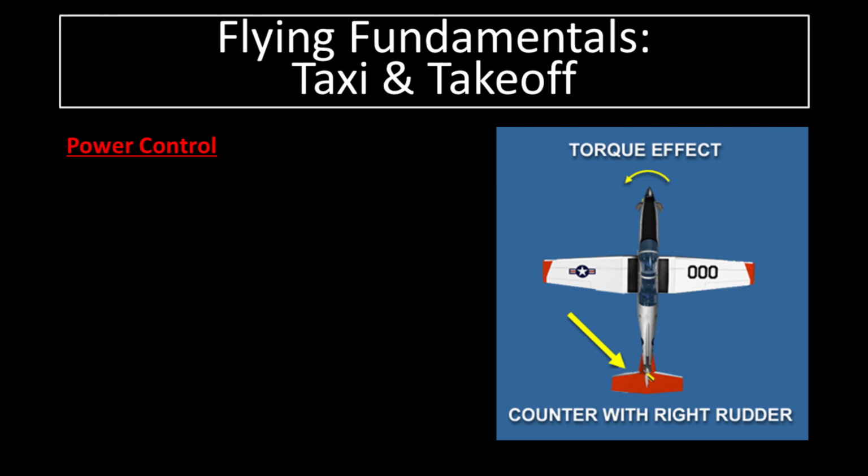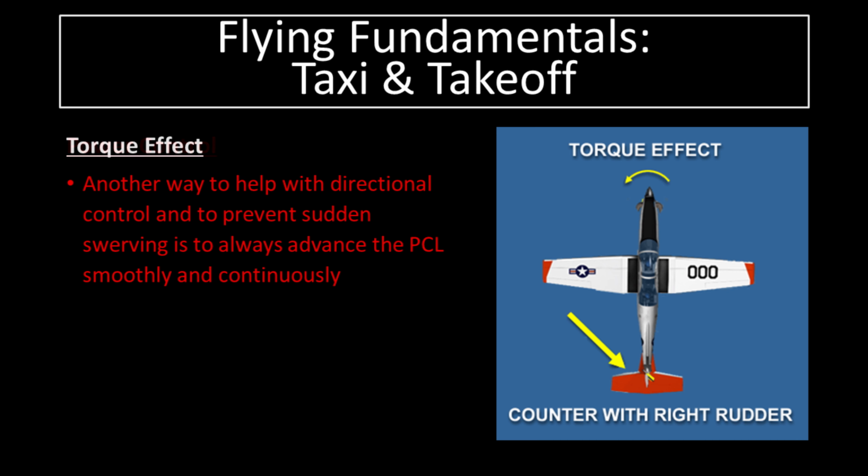The torque effect of the T6 will cause the aircraft to swerve if the PCL is moved too aggressively. Due to this effect, it's important to always advance the PCL smoothly and with a consistent pace. It may help to verbalize your 2 to 3 second count as you add power.